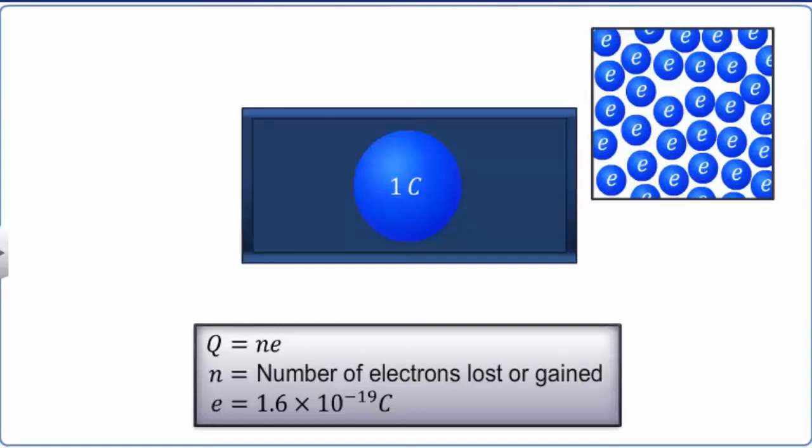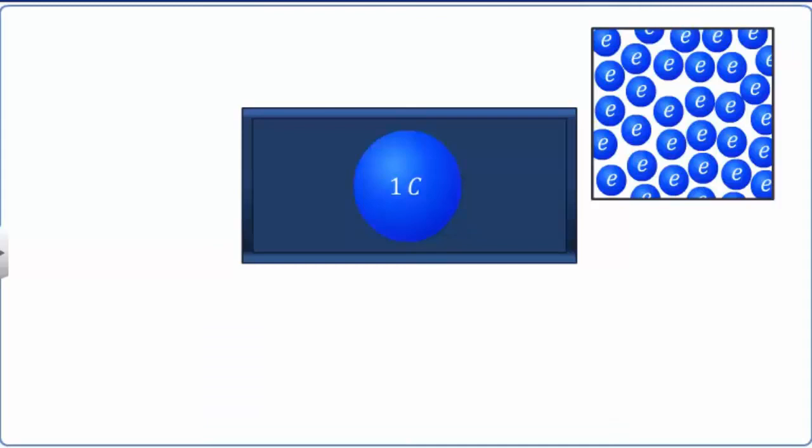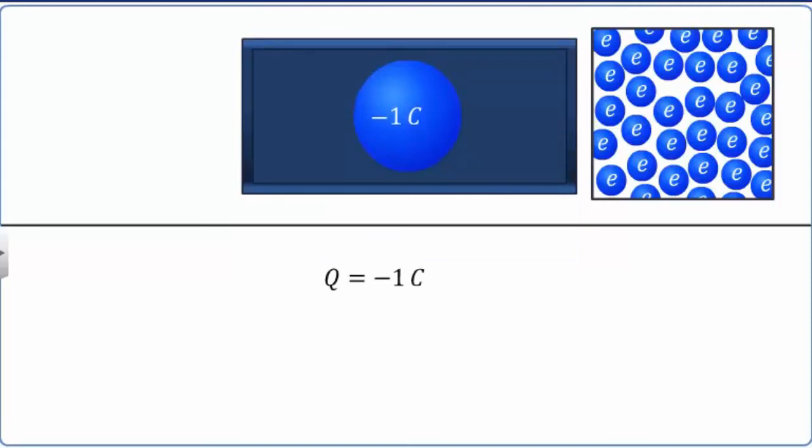Thus, the charge on an object Q is equal to the product of the number of electrons gained or lost by it, N, and the basic unit of charge, e. Now, let us calculate the number of electrons 1 Coulomb of negative charge carries. Consider a body possessing a charge Q equal to minus 1 Coulomb. Let the number of electrons it has gained to become negatively charged be N. As the charge Q on a body is quantized, we have Q equal to Ne, where the basic unit of charge e has a magnitude of 1.6 into 10 power minus 19 Coulomb, and Q equal to minus 1 Coulomb.